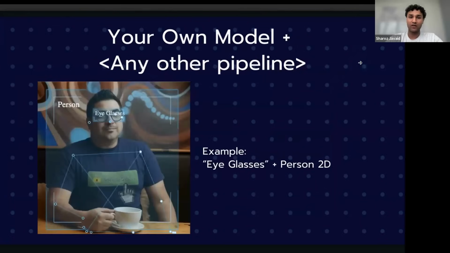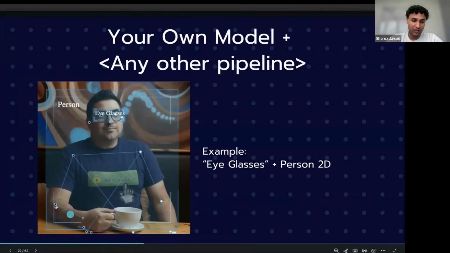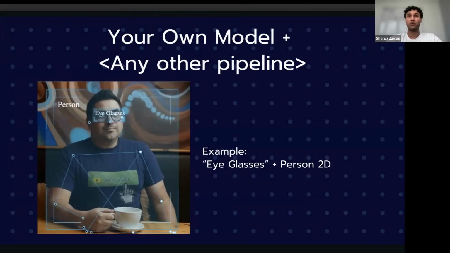And you can even combine your own model with any other model in our pipeline. So for example, here, we trained a model on detecting eyeglasses, and we combined that with the model to detect people with their 2D stick figures drawn on them. So this is really awesome for creating a model and then combining it with something else to get even more results and more data that you can do tons of things with.